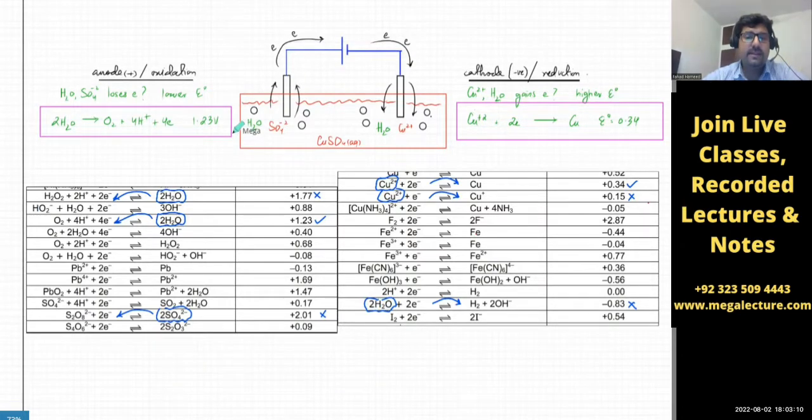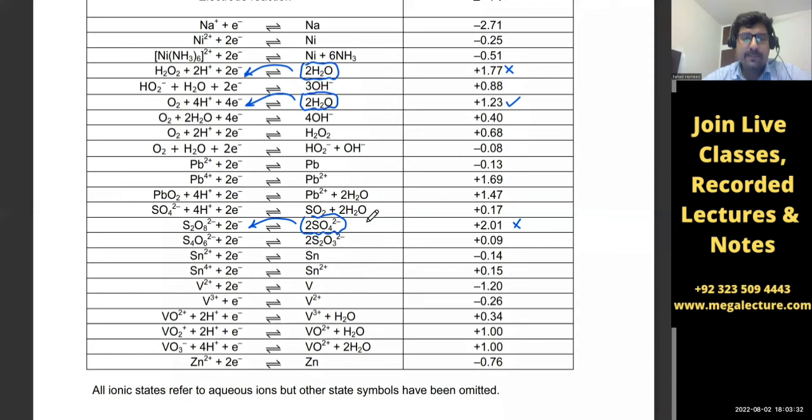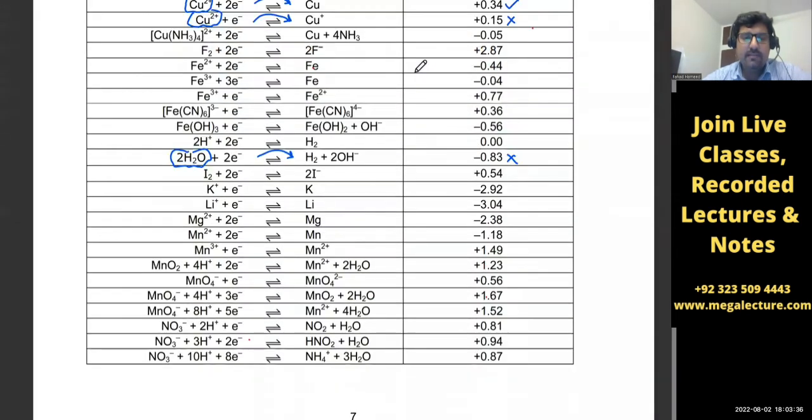Yes, Alicia, exactly. But this equation, 1.77, is kind of pointless, right? Because you're never going to actually select that. It's pretty much always going to be 1.23, unless you have something like iodide, I minus 1. If you add I minus 1, water is 1.23, I minus 1 is 0.54, that's an even lower potential. So you'll select I minus 1.